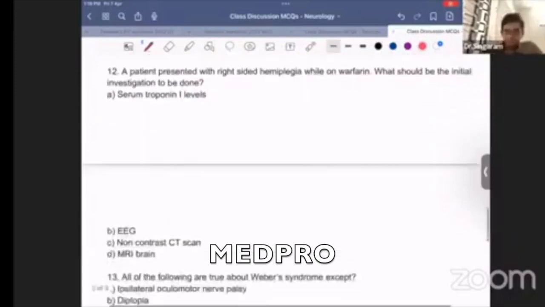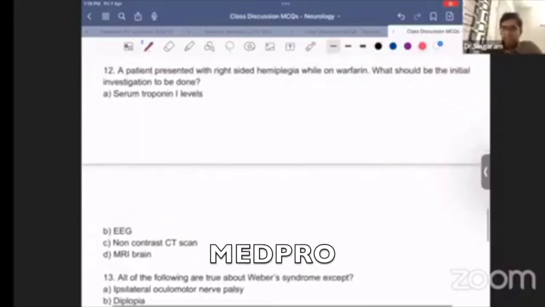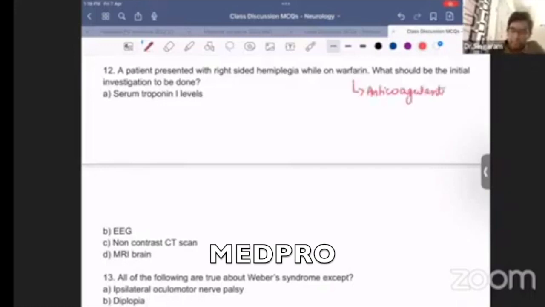Right. Now, question number 12. A patient presented with right-sided hemiplegia while on warfarin. What should be the initial investigation to be done? Any comments? See, warfarin is an anticoagulant, correct? Warfarin is an anticoagulant. What is the side effect of anticoagulant?